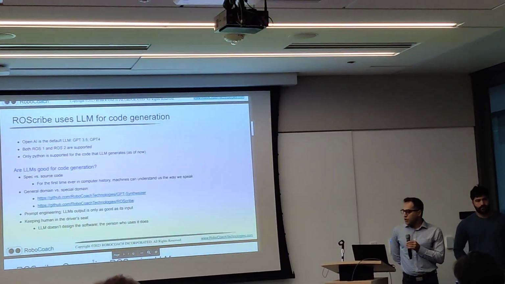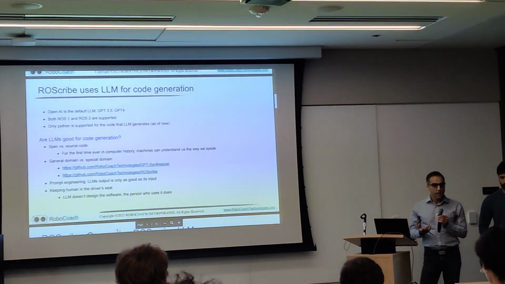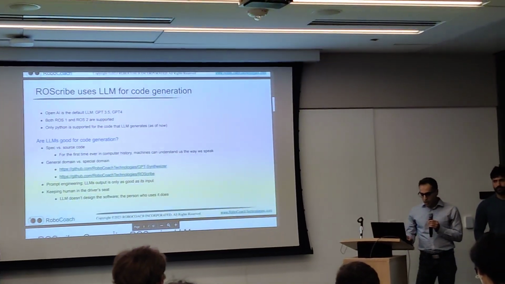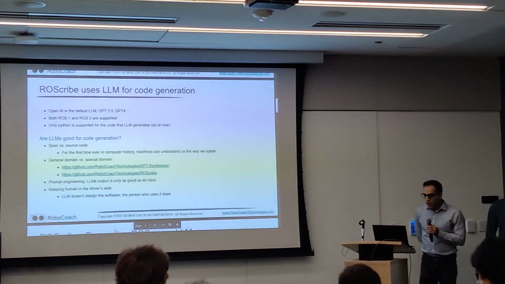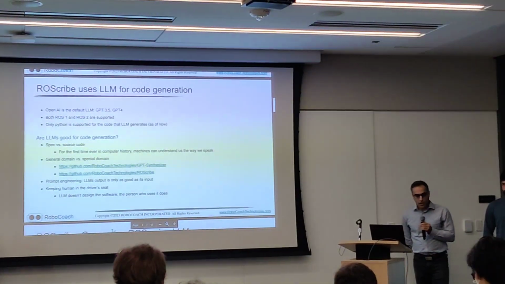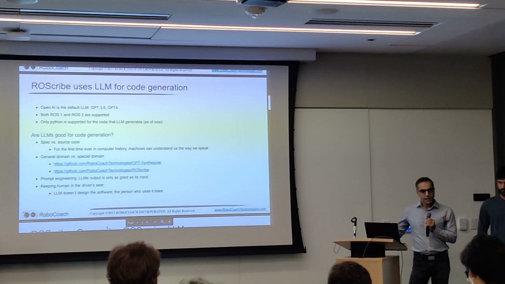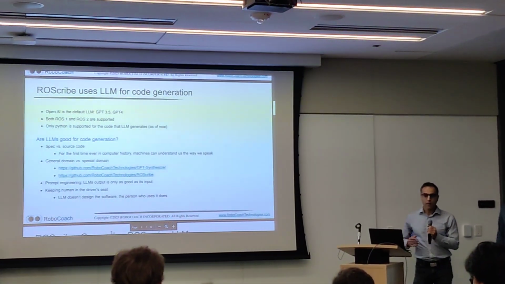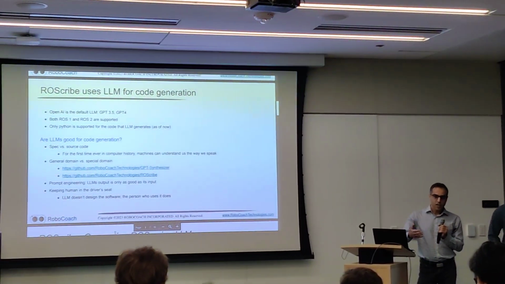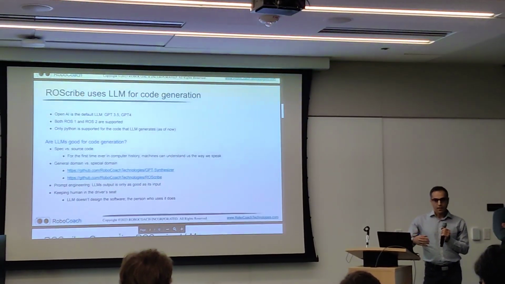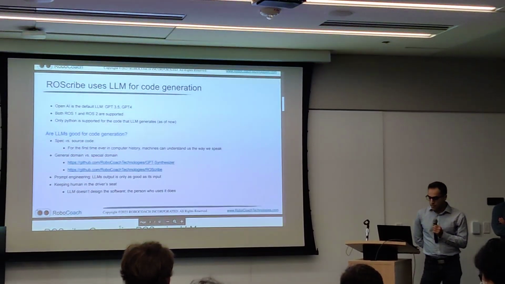But recently, for the first time ever in computer history, computers can understand us the way we speak. So we don't need any other means to communicate with machines other than human language. What I expect to happen in the future is that all these languages will go to the background. They still exist for legacy reasons, because there is a lot of ecosystem around Python and other languages, and all sorts of software. But the interface between human and machine would become human language, and then the LLM can translate it into Python or whatever language there is.